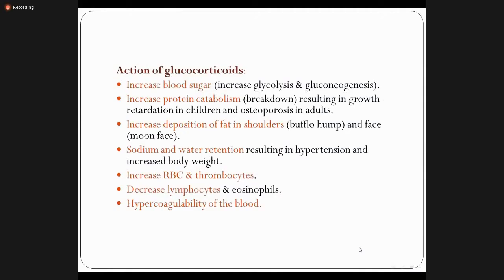Okay, the second point is the increased protein catabolism. That means breakdown of protein, resulting in growth retardation in children and osteoporosis in adults, right? And one of the mechanisms involved in osteoporosis is that glucocorticoids stimulate osteoclastic activity, the bone resorption activity, and inhibit the osteoblastic activity, right? So that will lead to osteoporosis.